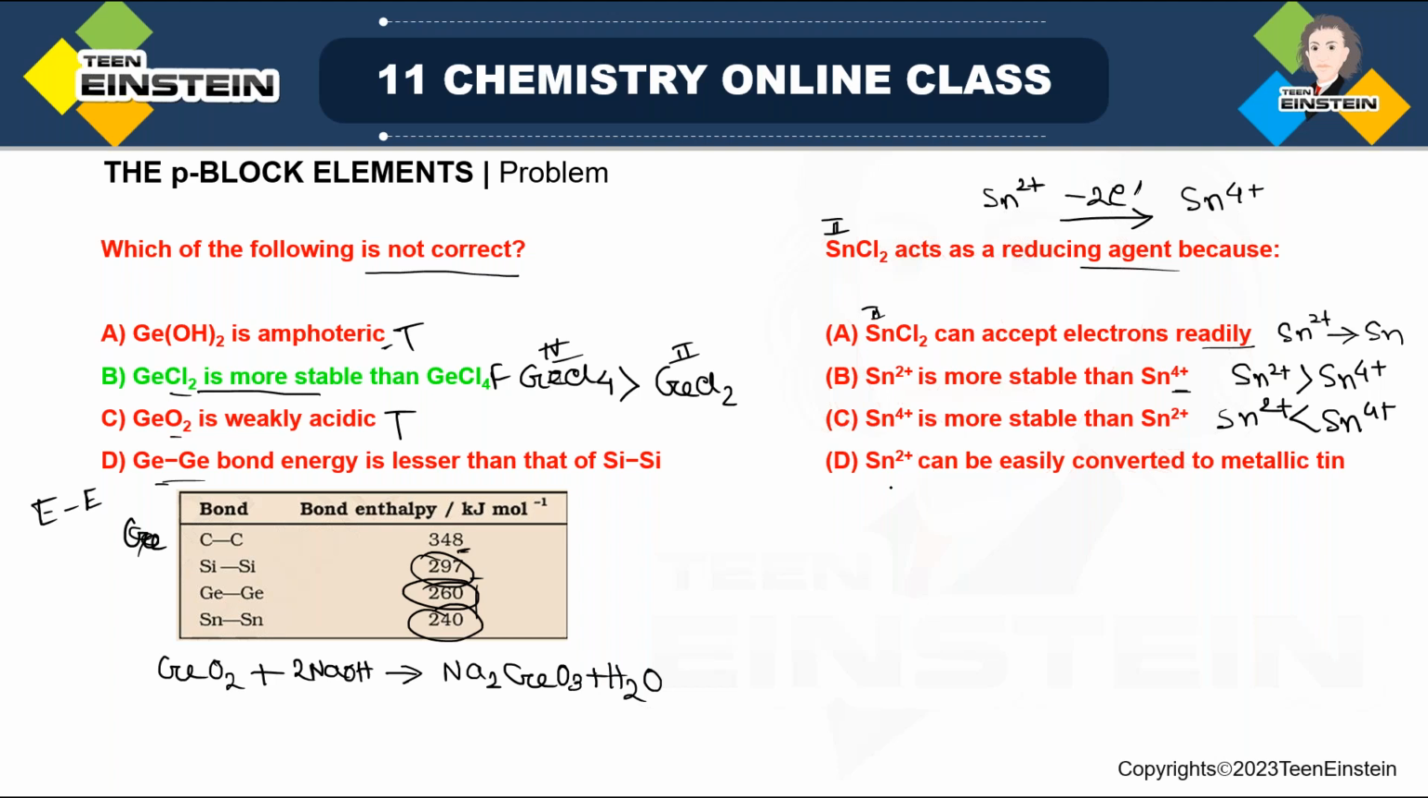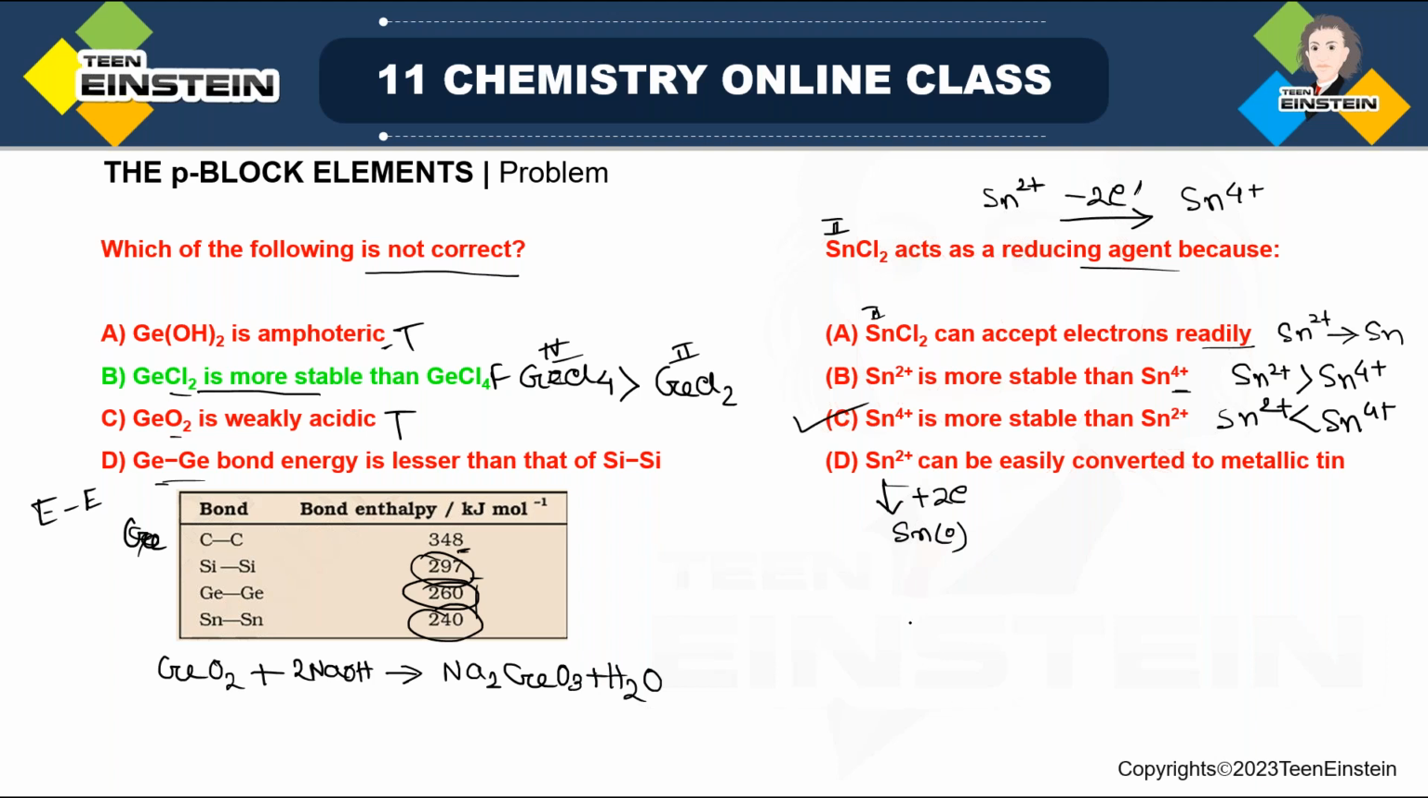Okay. And the last one is saying that Sn2+ can be easily converted to metallic tin. Now this is again saying that it is accepting electron, then it is converted to Sn. That is the meaning of this sentence. It is converted to metallic tin. Metallic form means zero oxidation state. So this is also not correct. Now C is correct, fine.